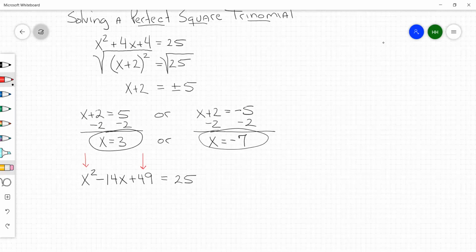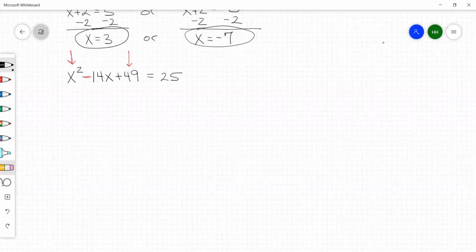All right, this first trinomial, this was x squared plus 4x plus 4. Perfect square, but a positive. Now we've got a perfect square, and a negative in the middle. Right here is a negative. So watch how this factors. This factors now to x minus 7 squared, and that's equal to 25.